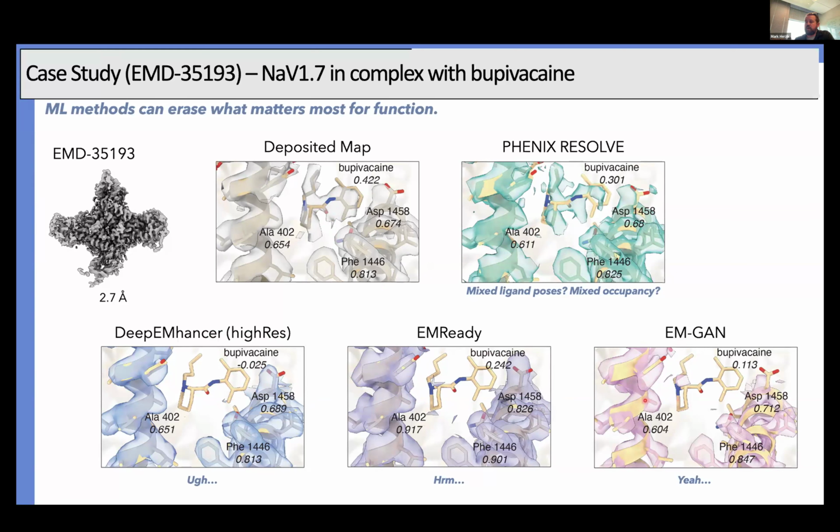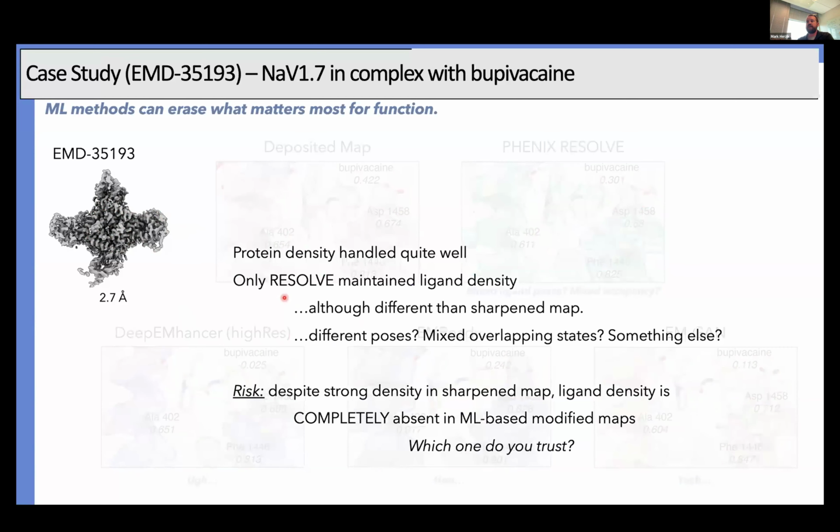But a cautionary tale is, if you went from this straight into DP Enhancer, EM Ready, or EM GAN looking for your ligand, you wouldn't see it. And so there is a very careful tale here: again, you want to look at the raw, global sharpened, as well as these different modifiers before you come to a conclusion, right?